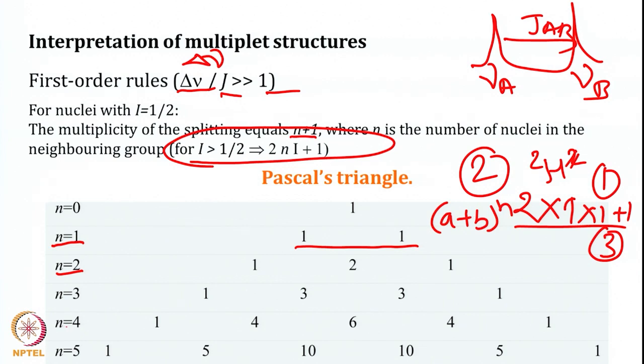Similarly, if n is equal to 4, the lines will split 1, 4, 6, 4, 1, and for 5 it will be 1, 5, 10, 10, 5, 1.